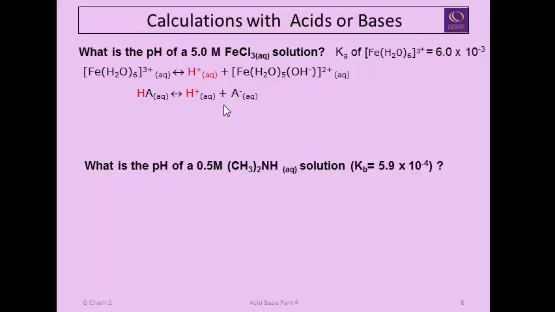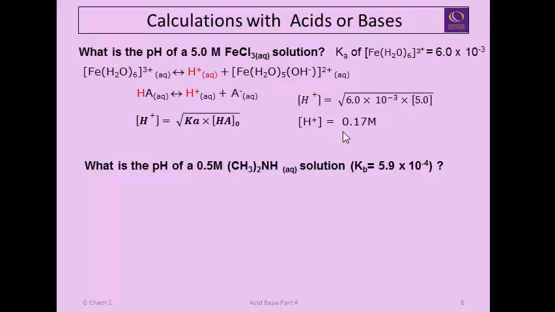And as I just showed you, the go-to equation for that is really the H plus concentration is the Ka times the original concentration. Take the square root. Well, here's the original concentration. Here's the Ka. So you plug and chug and solve. You get 0.17 molar. Take the negative log of that, and you get 0.76.